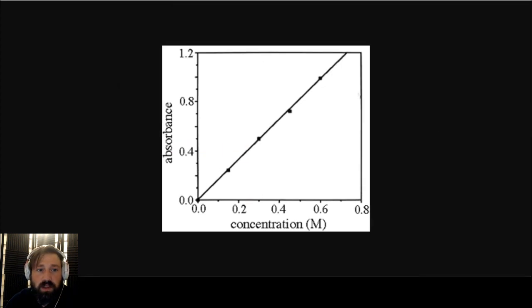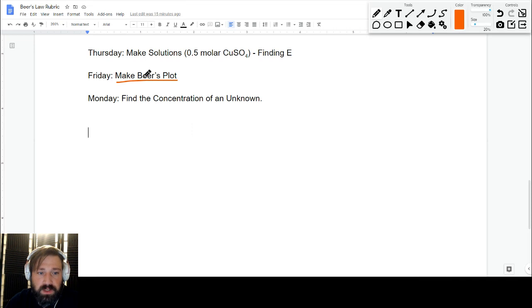So there's that. Let's go back here. To make a Beer's law plot, you're going to have to make something called a dilution series. So what is a dilution series? Well, you have your 0.5 molar copper sulfate here, right? We don't want just 0.5 molar. We need to get a lot of different molarities.